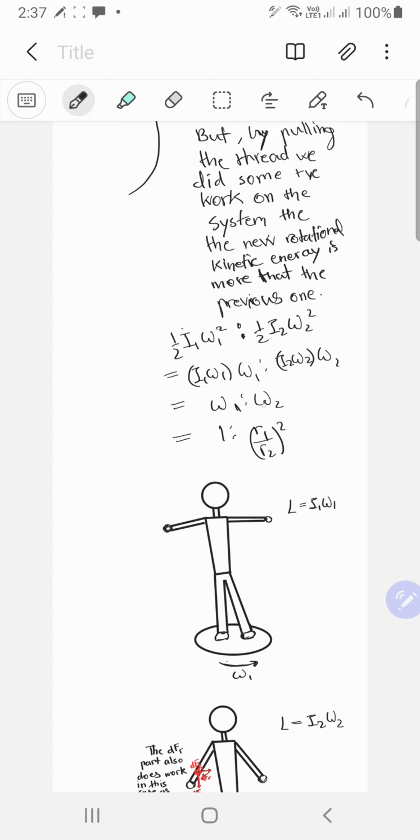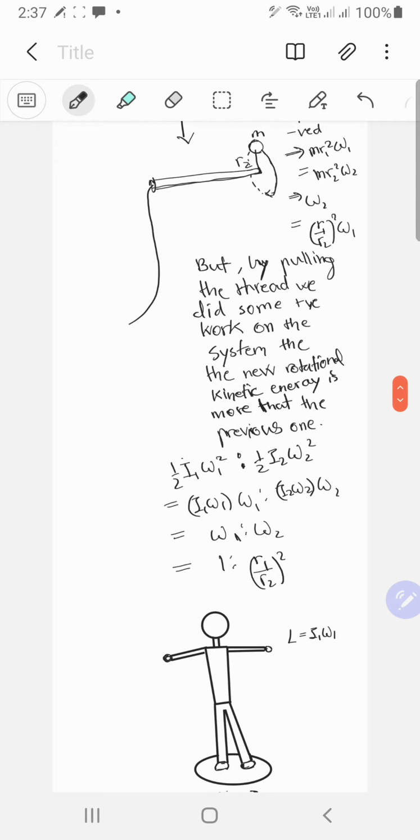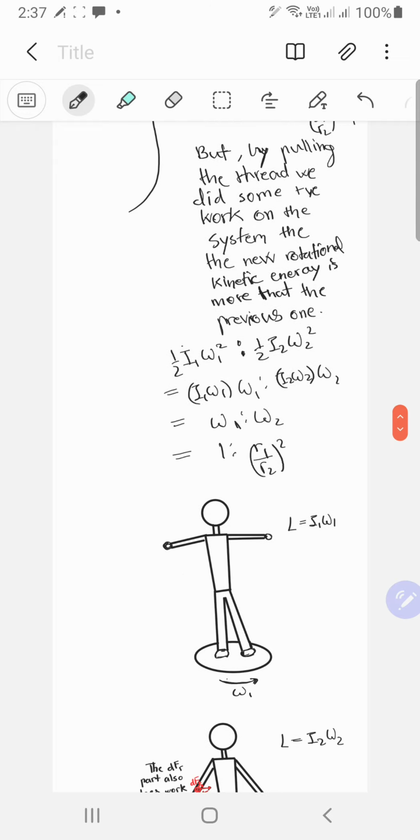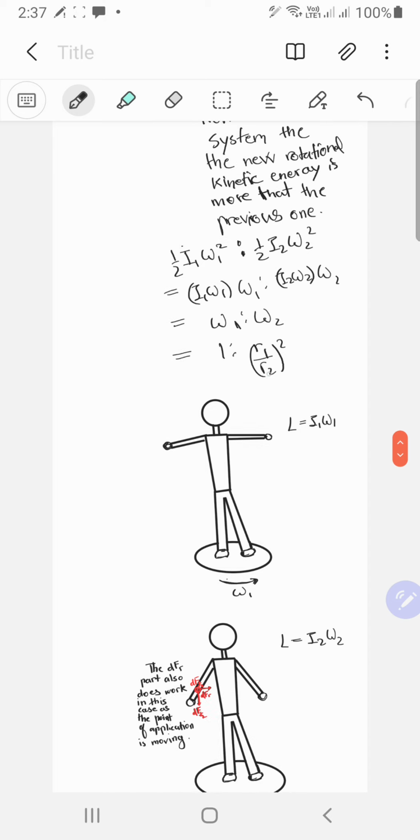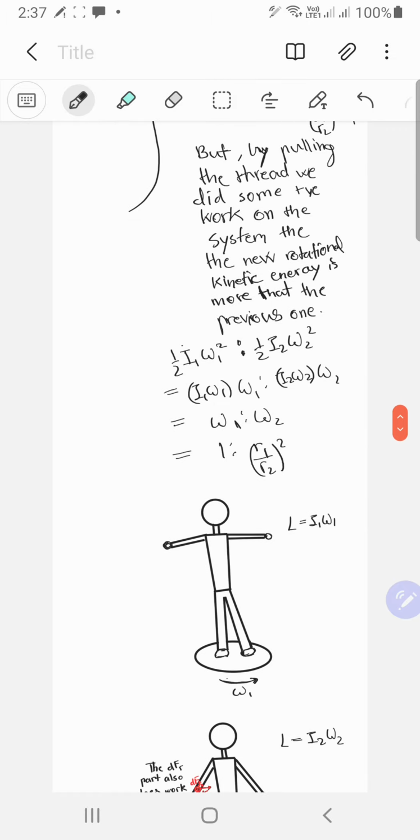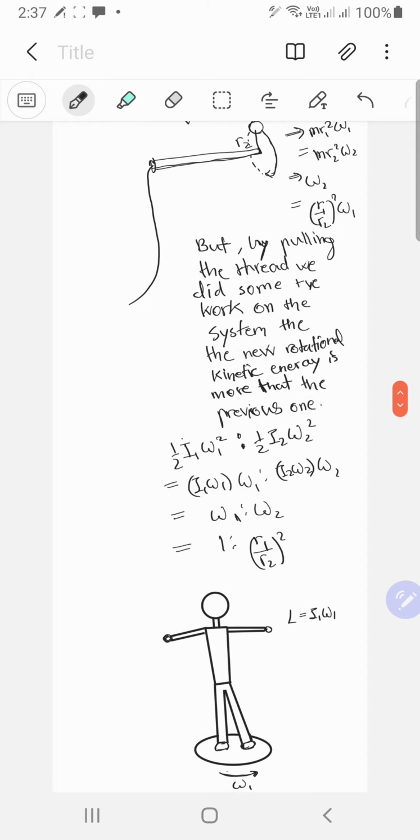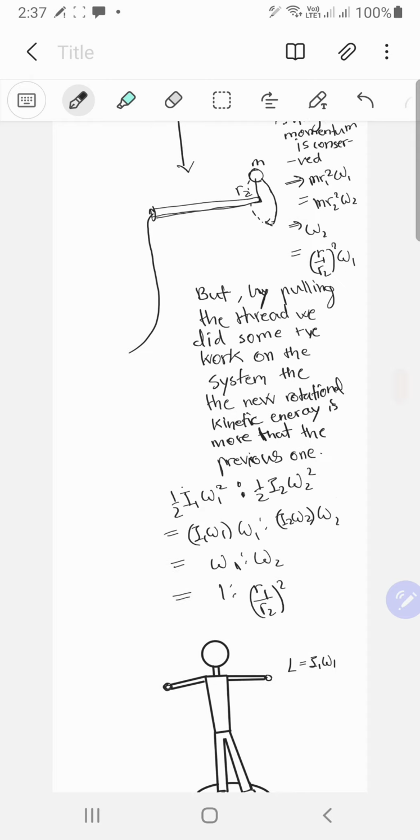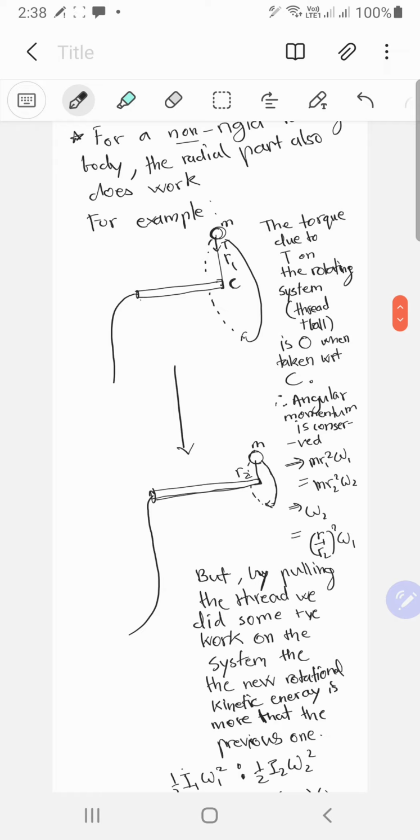So omega 1 is to omega 2, and we know that omega 2 is (r1 upon r2) squared times omega 1. So putting that over here, we get this ratio, 1 is to (r1 upon r2) squared, and since r1 is bigger than r2, this is going to be 1 is to some number which is bigger than 1, which means that the new kinetic energy is actually bigger than the previous one. And this is obvious because we did some positive work, right? So this is coming over there, and we are also pulling it in that direction, so we did some positive work.